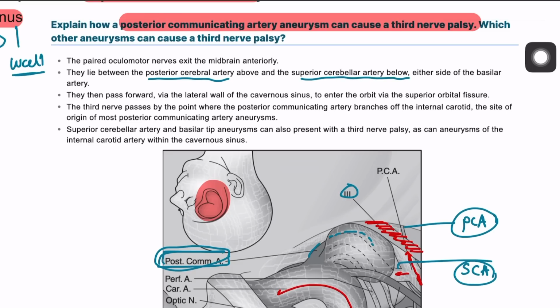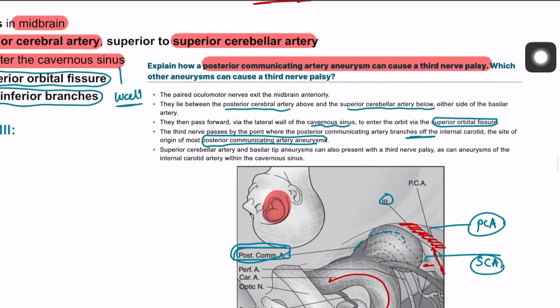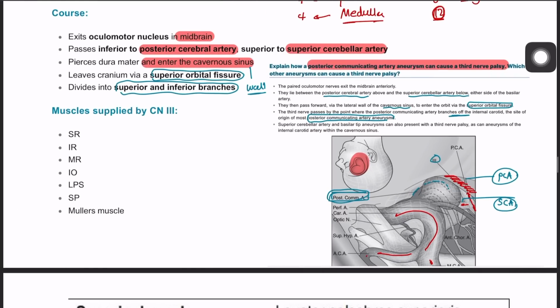Okay, on each side, basilar artery as well, and passes forward via the lateral wall of the cavernous sinus to enter the orbit through the superior orbital fissure. The third nerve passes by the point where the PCOM artery branches off the internal carotid artery, the site of origin of the PCOM artery aneurysm. So a PCOM aneurysm can lead to that. Even an ICA aneurysm, PCA aneurysm, or SCA aneurysm can lead to compression and palsy of the nerve.